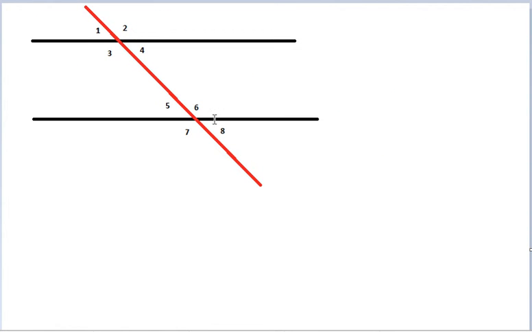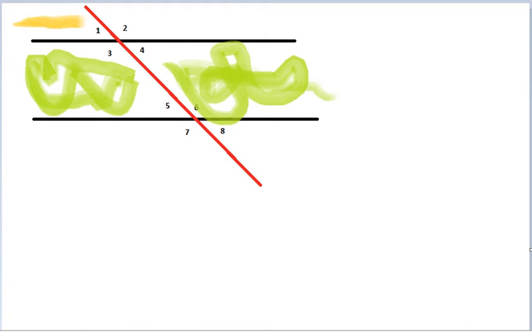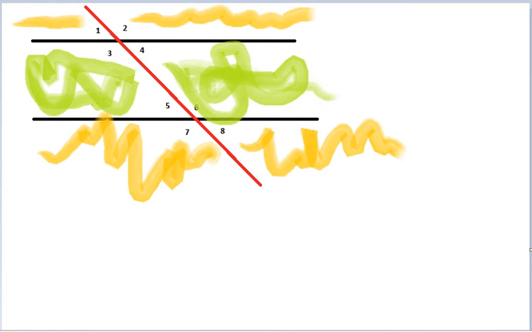Okay, so I'm going to redraw these parallel lines. I've got a transversal, and then I'm going to number these angles, and we're going to be looking at some interesting properties with these angles. The first, I'm going to shade in the interior section and the exterior section. That's going to help us with figuring these things out.